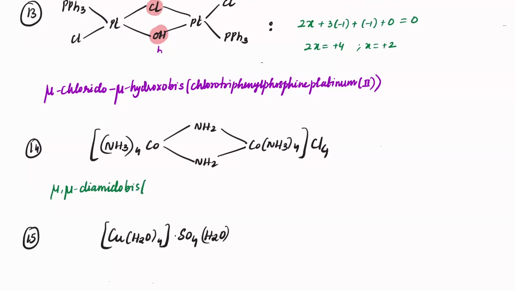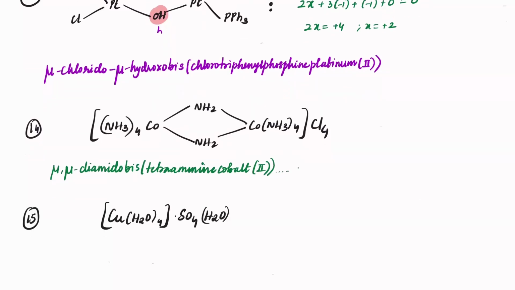Then we have bis. In bis we have tetraamine. This is complete amine, a double M, double M I N E. Tetraamine. And cobalt, with oxidation state +2. Right. Close the bracket. Now space, and outside you have to represent it as chloride.